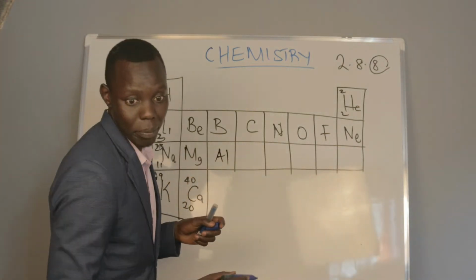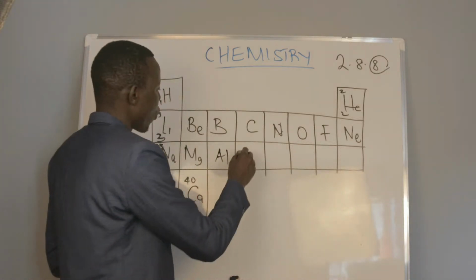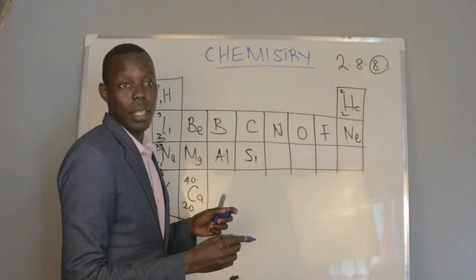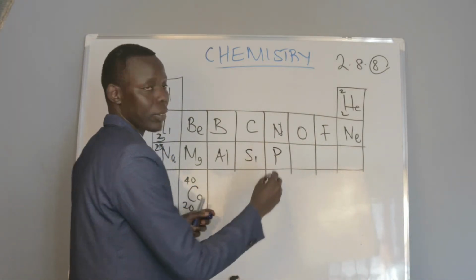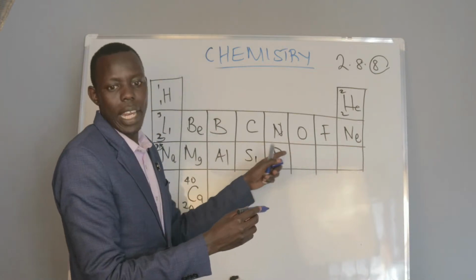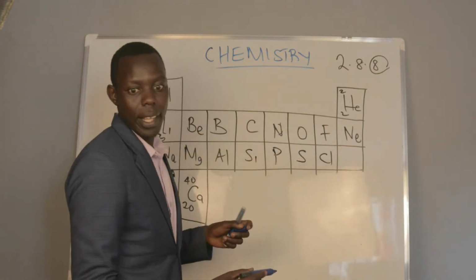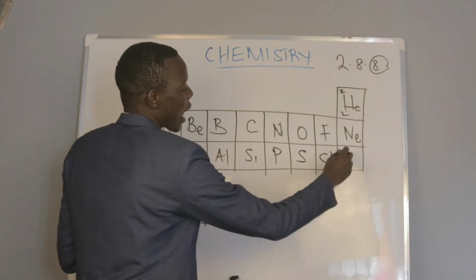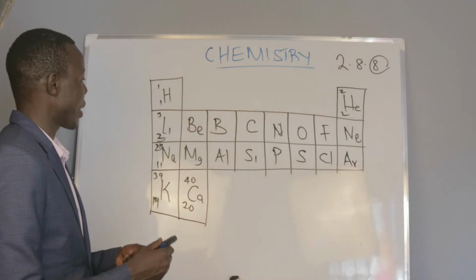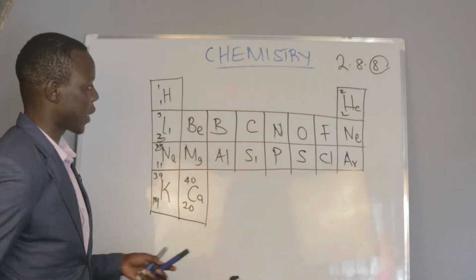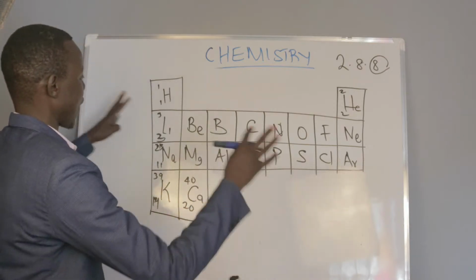Then we have aluminium. Are we together? Aluminium. We have silicon. We have phosphorus. We go like this. Then after phosphorus, we have sulfur. We have chlorine. And then we have lastly the argon, Ar. Those are the first 20 elements. I reached a point where I stopped writing the atomic numbers and the mass numbers, but for now this is how it should be.